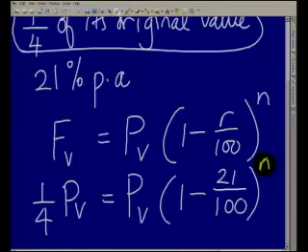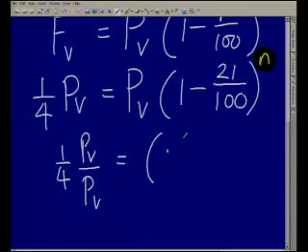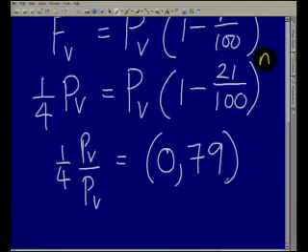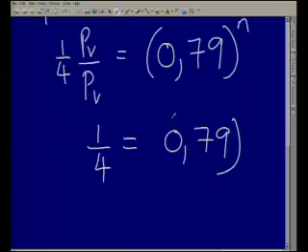And PV is really not necessary at all, because if you look carefully at this equation, if I want to solve for that portion over here, I'm going to divide by PV on either side. So I'm going to get a quarter of PV divided by PV, which will equal 1 minus 21 over 100, which is 100 minus 21, so it's 79 over 100, which is just 0.79. We're raising that to the power of n. That cancels out, so we're left with the equation 1 quarter equals 0.79 to the power of n.